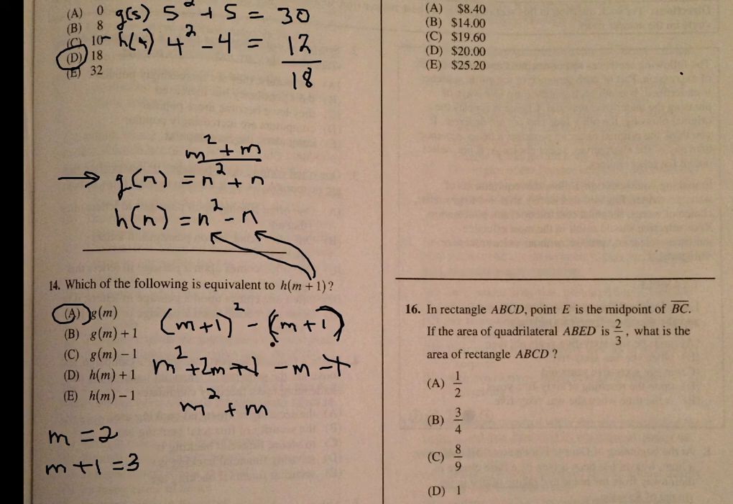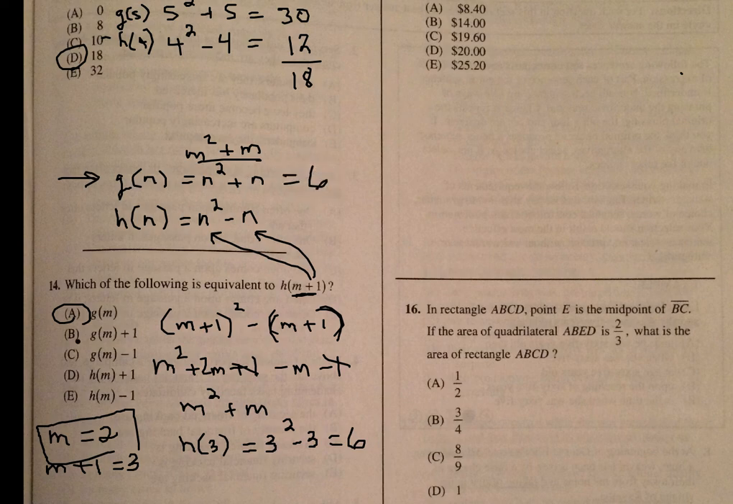So I can put 3 in for the h function. So I'm going to find h of 3, and I'm going to get 3 squared minus 3 would be 6. Now I said m is 2, so if I go up here into this function and I put a 2 in, I get 2 squared is 4 plus 2 also equals 6. I think the first way was actually easier. Okay, next problems.